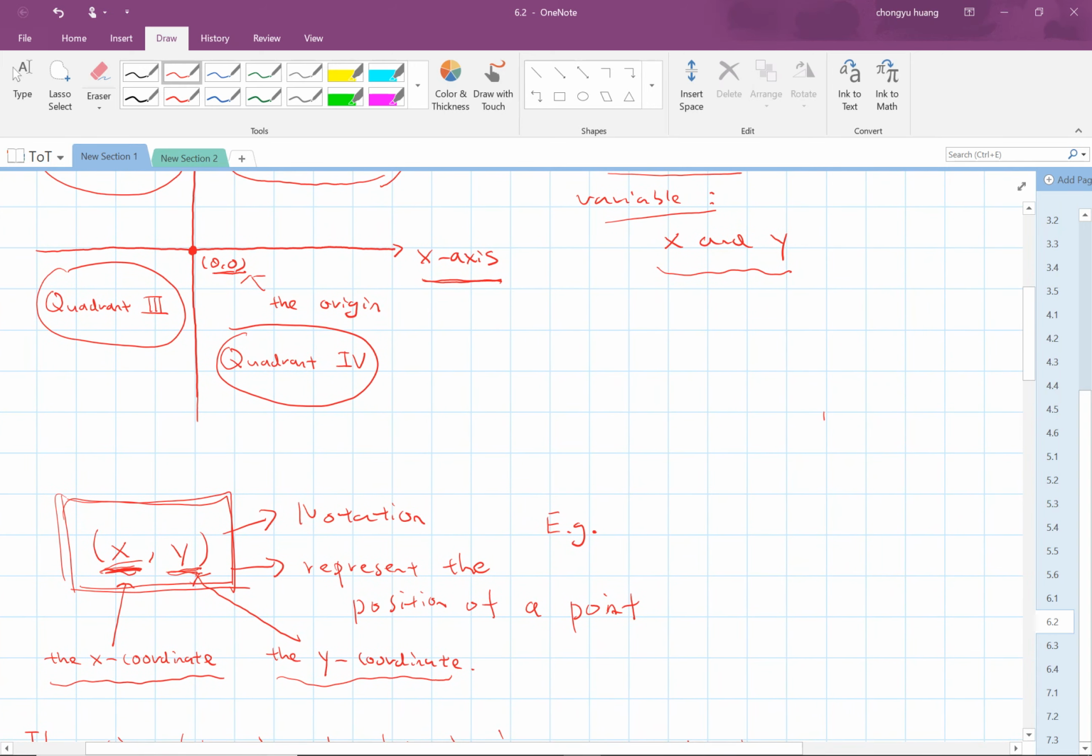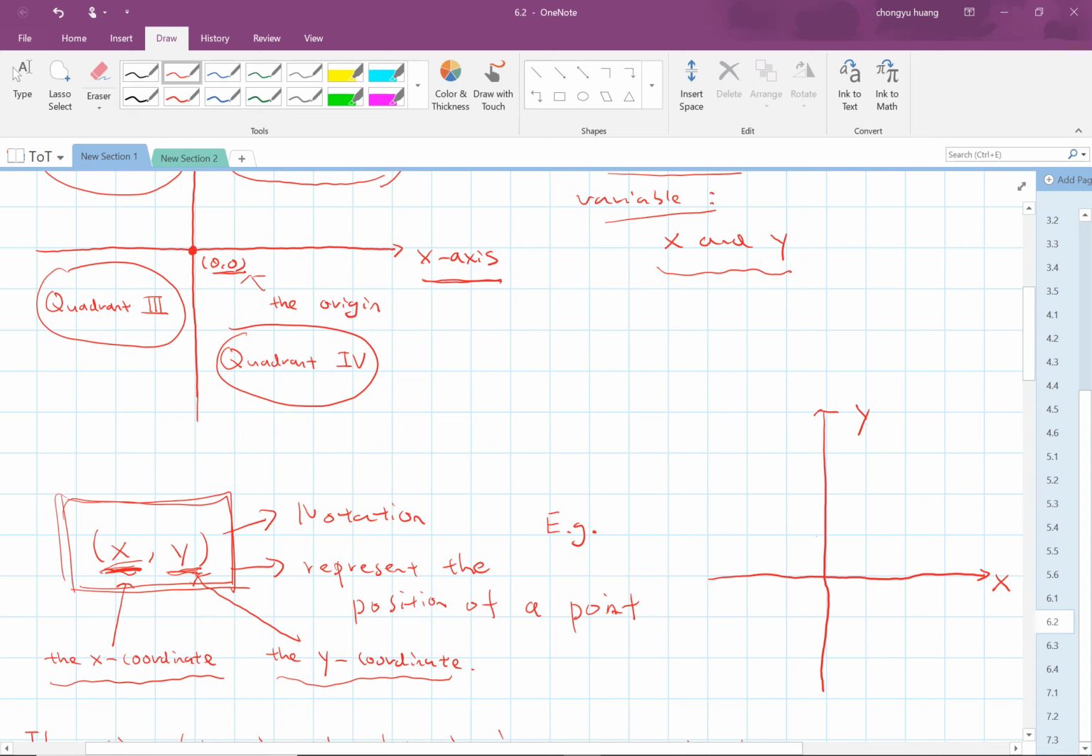First of all, we have to draw a rectangular coordinate system. We have an x-axis over here, and a y-axis over here, right? And then we have to label the graph.